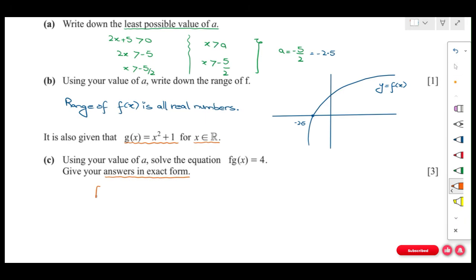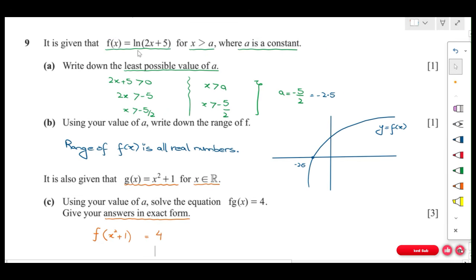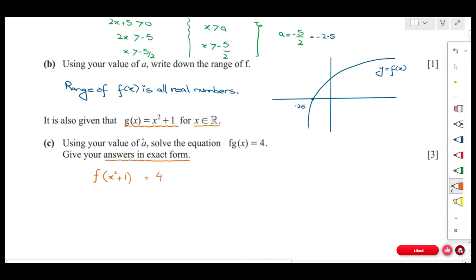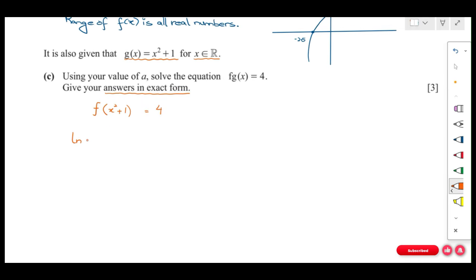Here g of x is x squared plus 1, and f of x squared plus 1 equals 4. What is f of x squared plus 1? This is ln of 2 times x squared plus 1, plus 5, that is equal to 4. Now we have to solve for x using that value of a. Using that value of a means the composition is possible now.